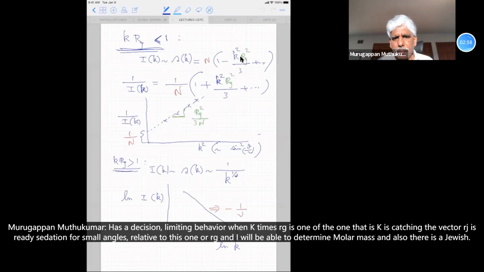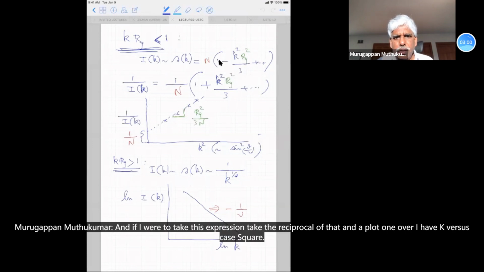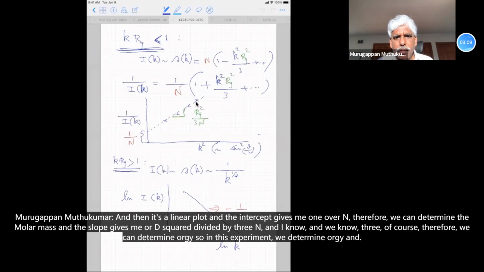the radius of gyration. If I take this expression, take the reciprocal of that, and plot 1 over I of K versus K squared, it's a linear plot. The intercept gives me 1 over N, therefore we can determine the molar mass. And the slope gives me Rg squared divided by 3N. And since we know N, and we know 3 of course, we can determine Rg. So in this experiment, we determine Rg and N.